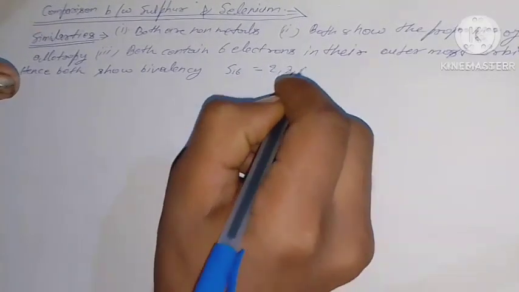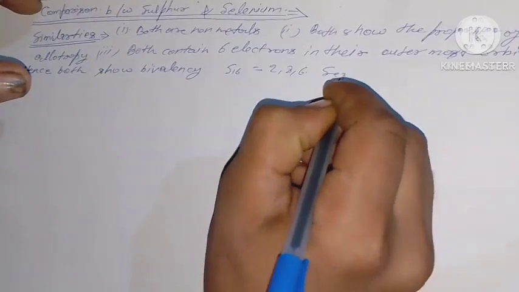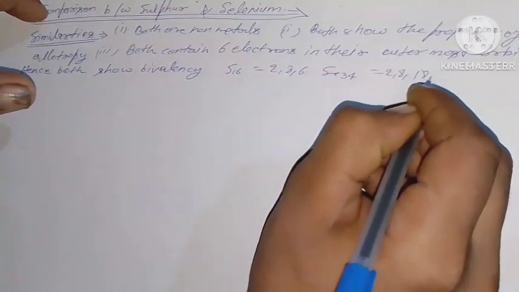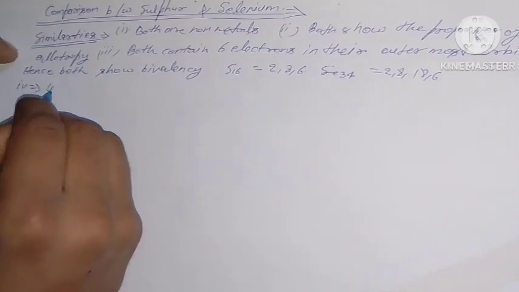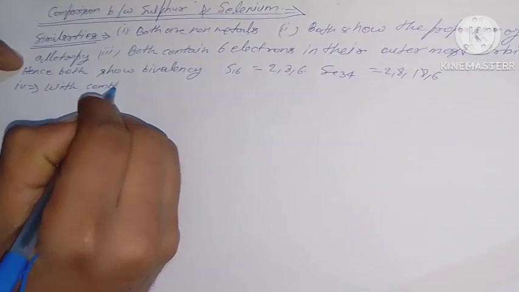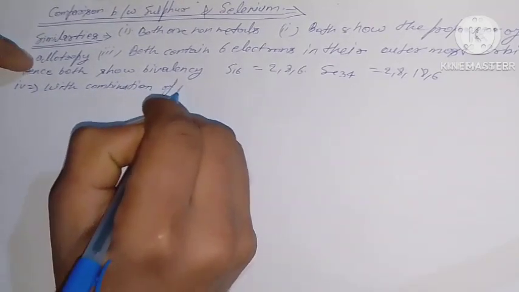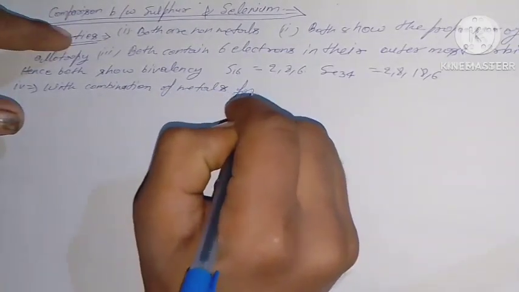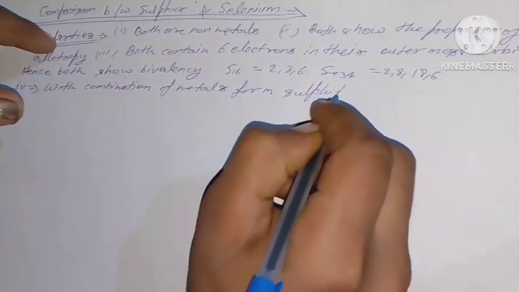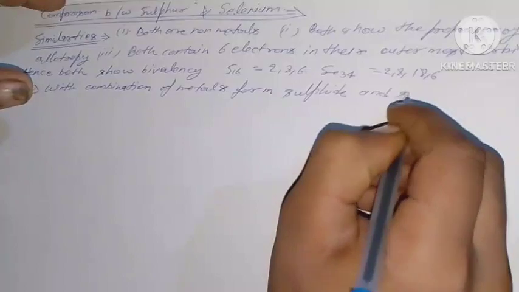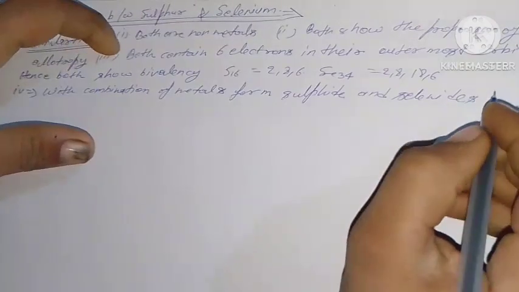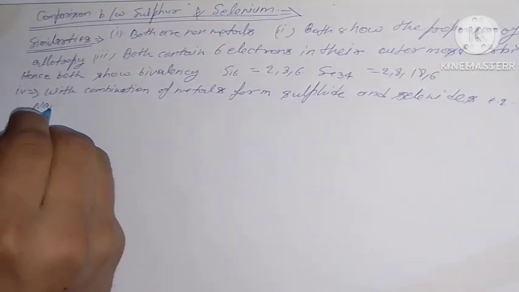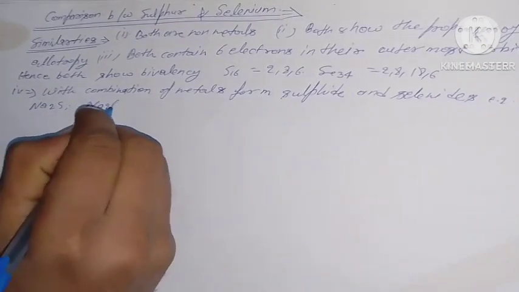Sulfur 16 is 2 8 6 and selenium 34 is 2 8 18 6. Fourth point, with combination of metals they form sulfides and selenides. Example, Na2Se.